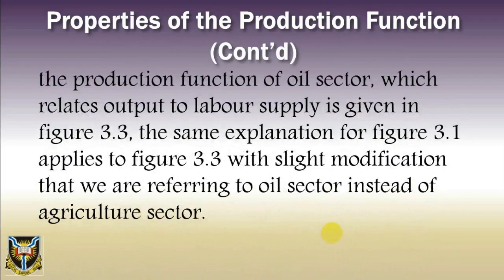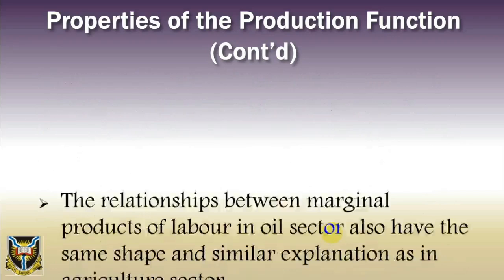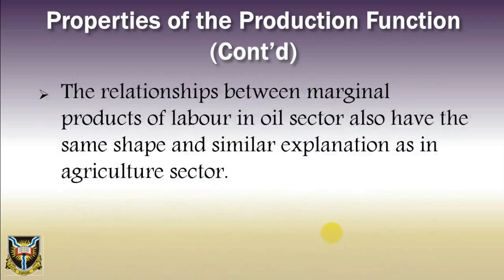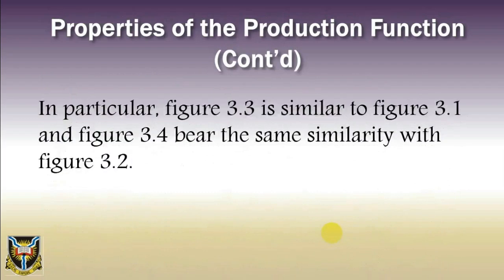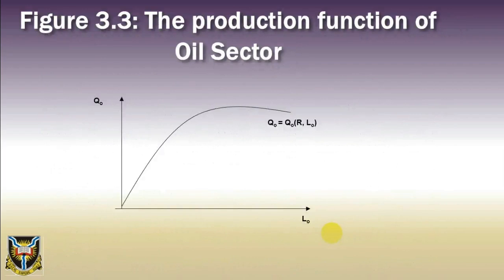The same explanation for figure 3.1 applies to figure 3.3, with slight modification that we are referring to the oil sector instead of the agriculture sector. The relationship between the marginal product of labor in the oil sector also has the same shape and similar explanation as in the agricultural sector. In particular, figure 3.3 is similar to figure 3.1, and figure 3.4 bears the same similarity with figure 3.2.